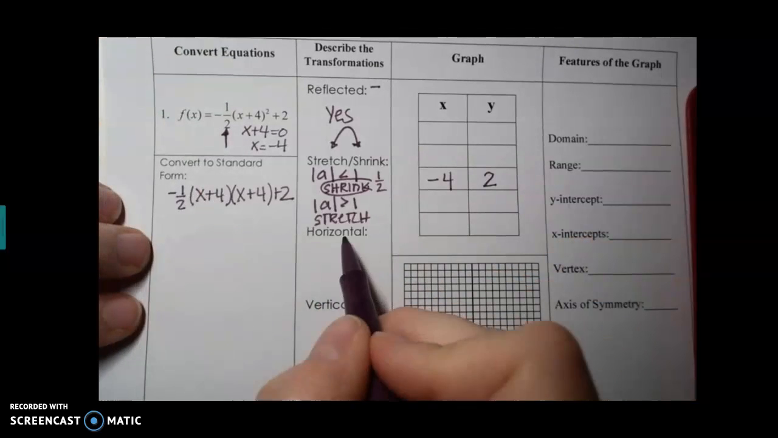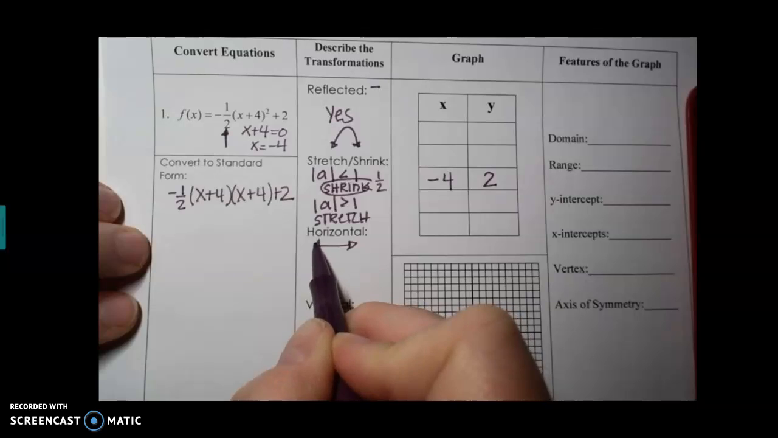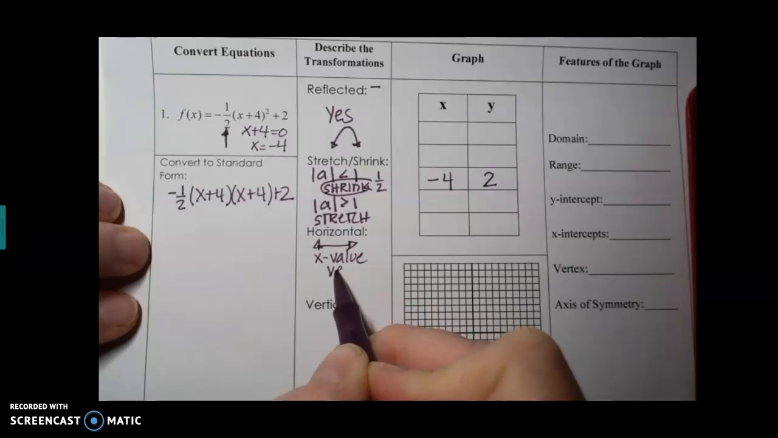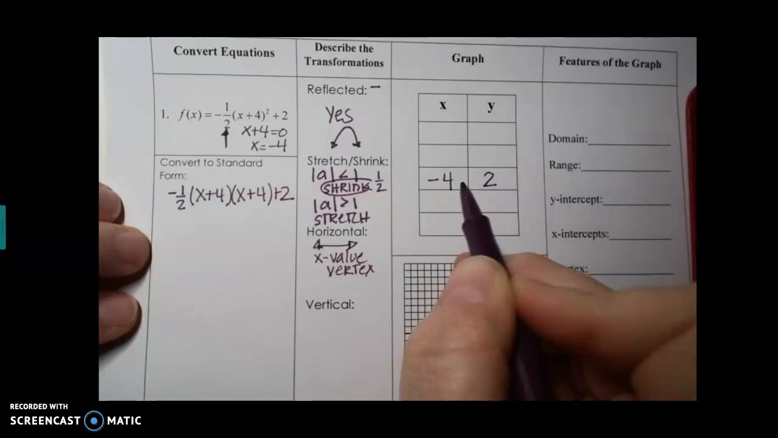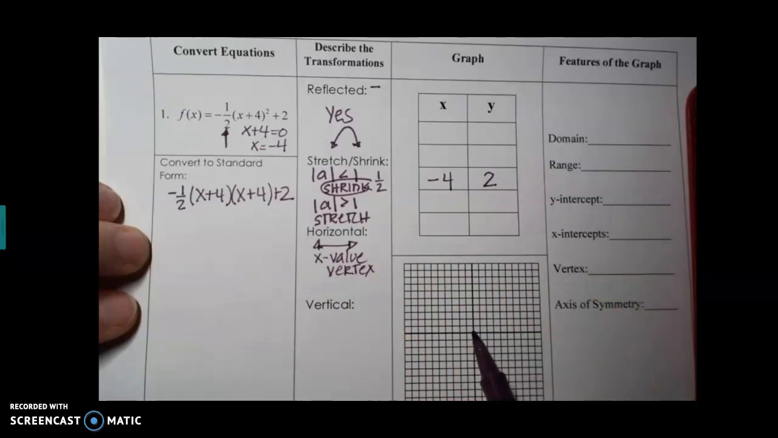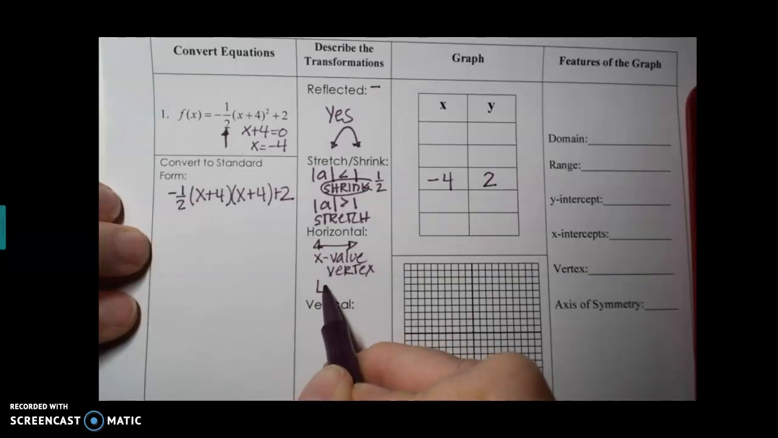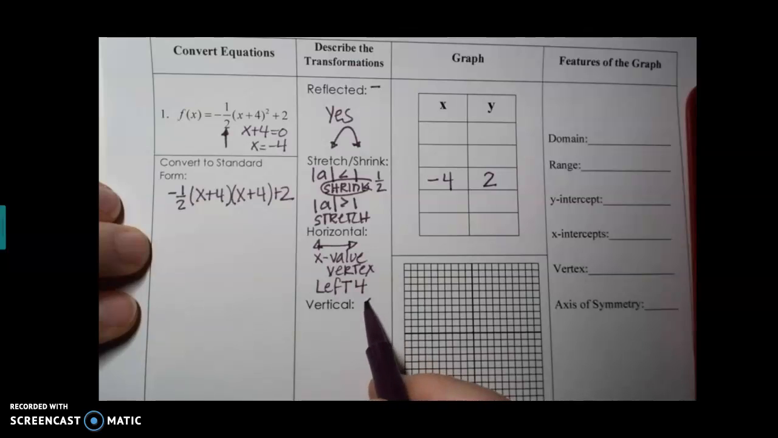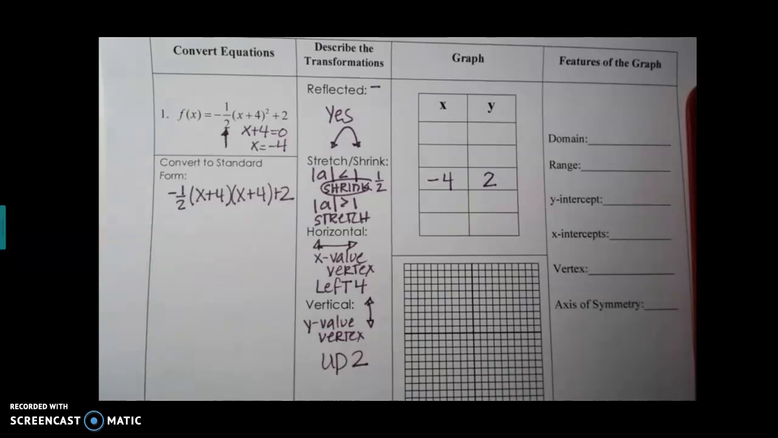All right, your horizontal, remember horizontal is your left, right. It's really the x value of your vertex. What happened here? The x value of the vertex is -4. From the origin, -4 is left 4. And your vertical is your up and down. And that's the y value of your vertex, which in this case is 2. So that means you're going to go up 2.